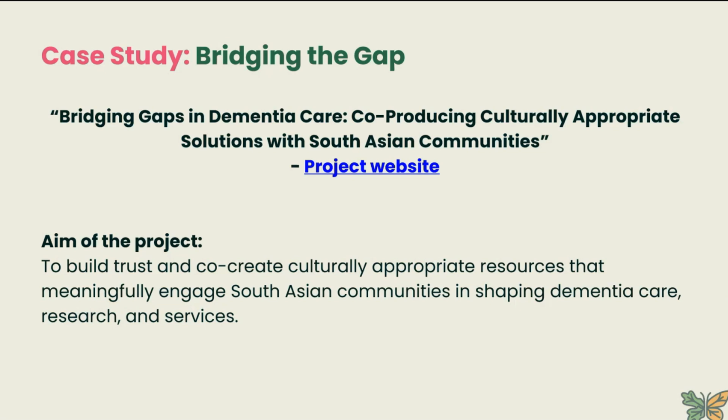And I guess the aim of our project, what we wanted to change, was to build trust and co-create culturally appropriate resources that meaningfully engage South Asian communities in shaping dementia care research and services. And the overarching change is that we wanted to see greater representation from South Asian communities in the work of the Empower Dementia Network, but also culturally appropriate interventions for people in community.